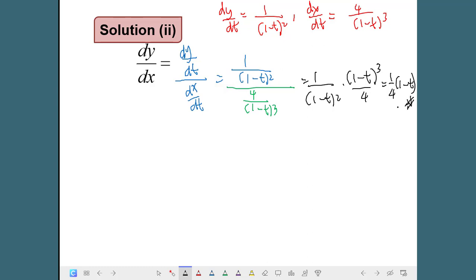And check, this one is shown. Okay, shown like this, right. So that settles dy/dx.